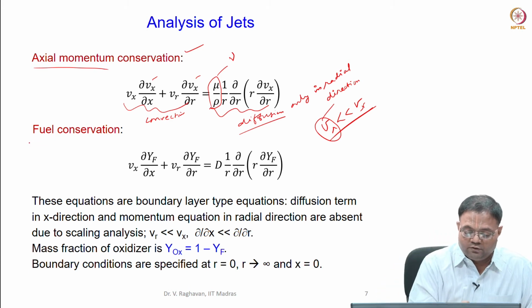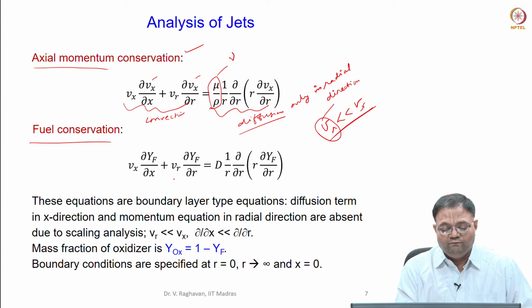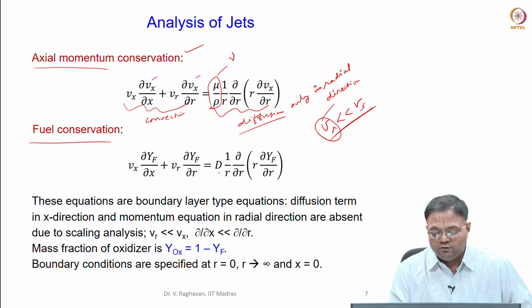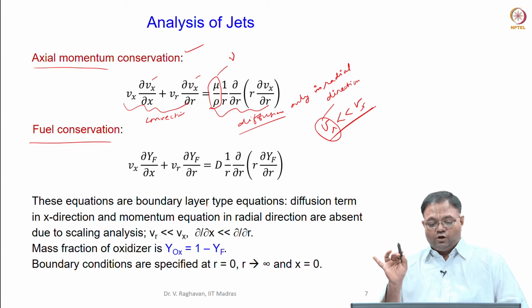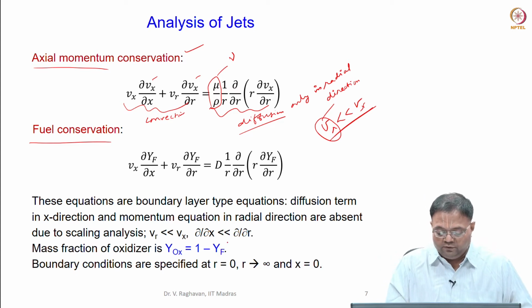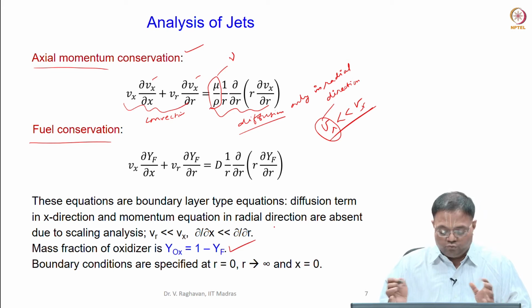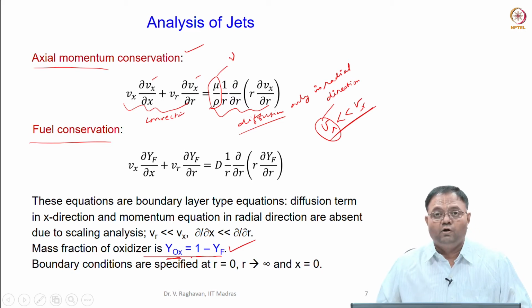Okay, next fuel conservation, that is again the convective term Vx into dou Yf by dou x plus Vr dou Yf by dou r, convective term equal to diffusion. So, diffusion is D 1 by r dou by dou r into r dou Yf by dou r. So, this is the conservation of the fuel species. Once you get the fuel species, the oxidizer, that is air, here nitrogen plus oxygen together, the mass fraction of that can be found by 1 minus Yf. So, that is what we are going to use.